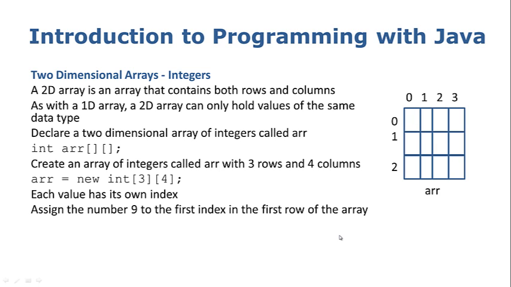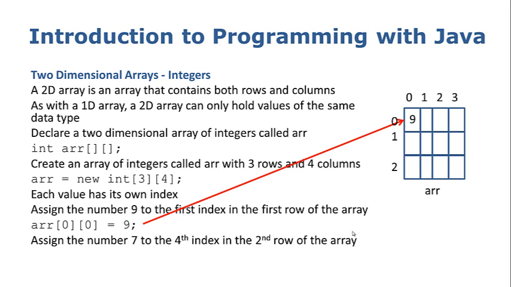Let's take a look at an example. If we wanted to assign the number 9 to the first index in the row of the array, we need the name of the array followed by the index. So we have R[0][0] equals 9. That one's straightforward enough, and it pops the number 9 in here.